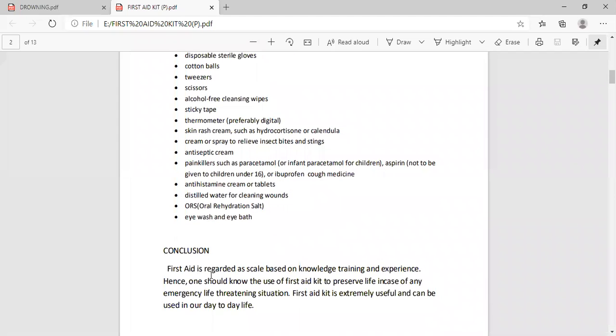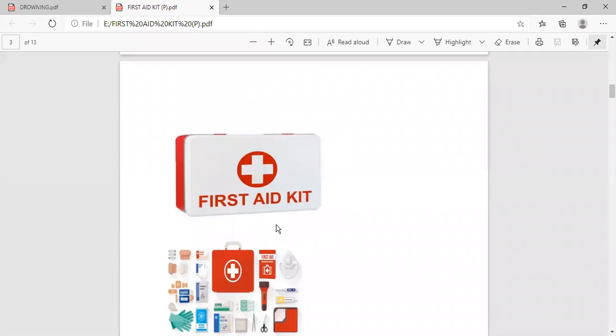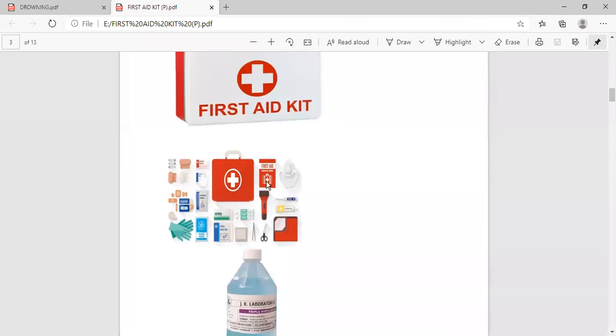Conclusion: first aid is regarded as a skill based on knowledge, training, and experience. Hence, one should know the use of first aid to preserve life in case of any emergency situation. So this is a first aid kit box, and these are the items that need to be present in the first aid kit.